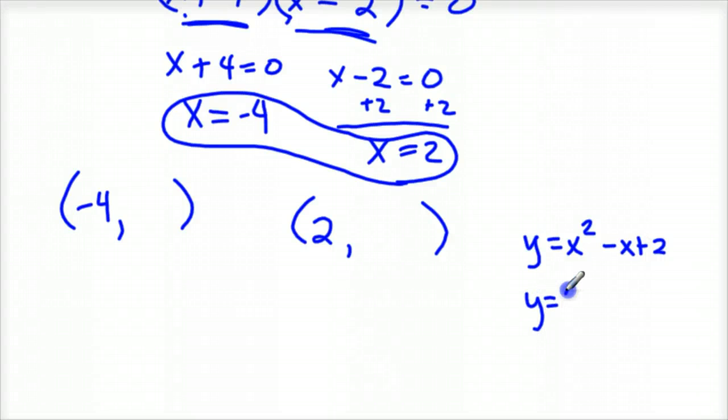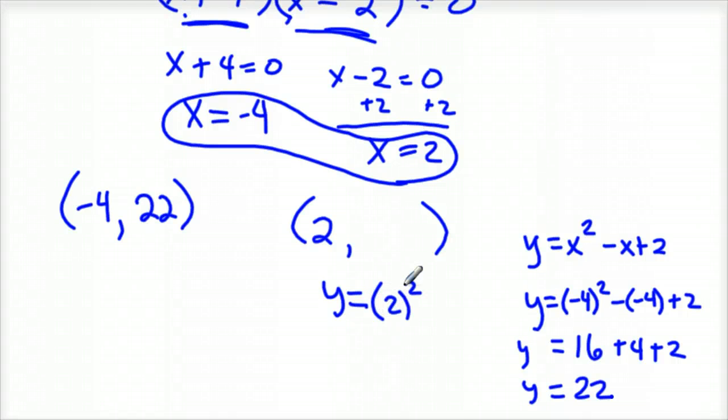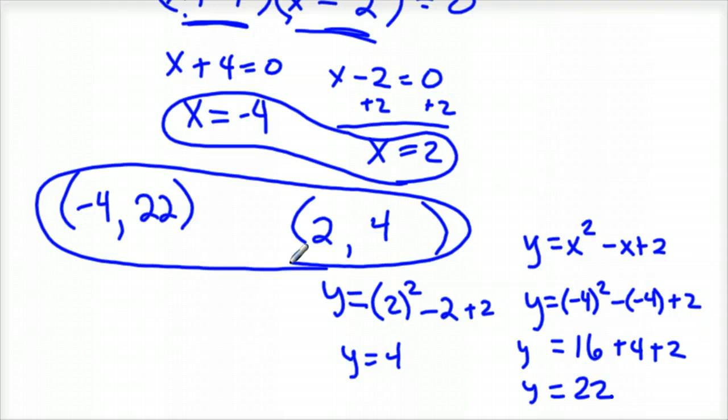So y equals negative 4 squared minus a negative 4 plus 2, which is 16 plus 4 plus 2. So y in this case, if x is negative 4, we know y is 22. So negative 4 and 22. And then the other place, now you plug in the 2, so y equals 2 squared minus 2 plus 2. Well, that would give you 4. So there's your answer. Those should be the intersection points.